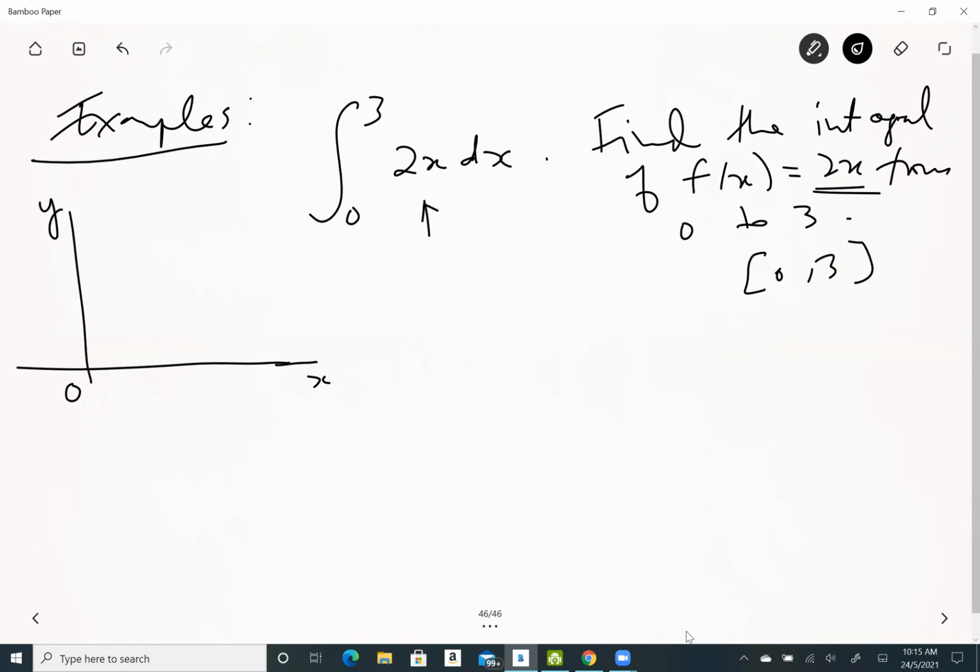Y equal to 2x, the simplest function. How does it look like? That is slope. What is the slope? Just tell me how the line is. Upward slope from left to right. How does the line look like?